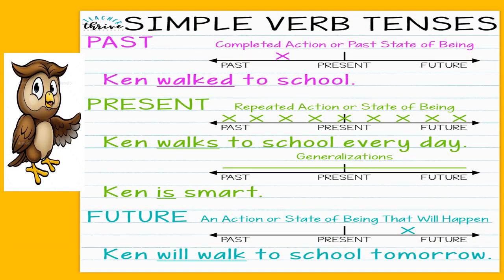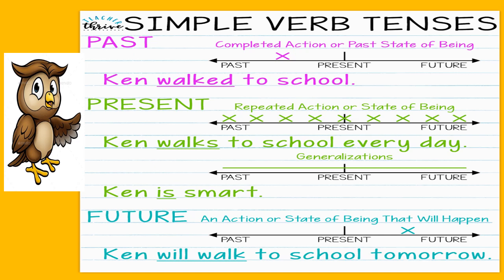where we will see simple present tense, simple past tense and simple future tense. That means we will learn about simple verb tenses. Now, simple verb tense in the past is a completed action or past state of being. You can see that there is a cross on the past simple verb tense timeline. There is only one cross. That means only one action took place in the past, that is Ken walked to school. This is simple past verb tense.